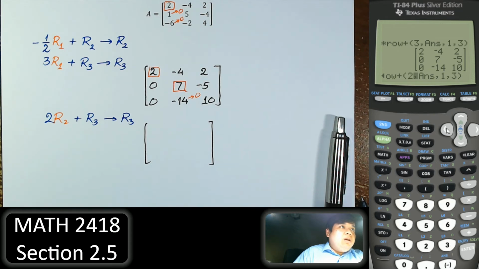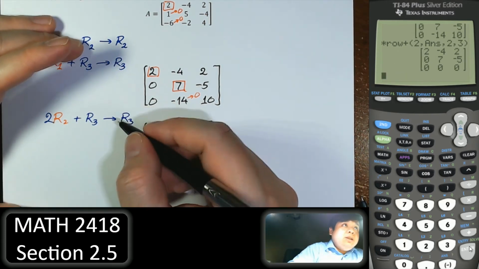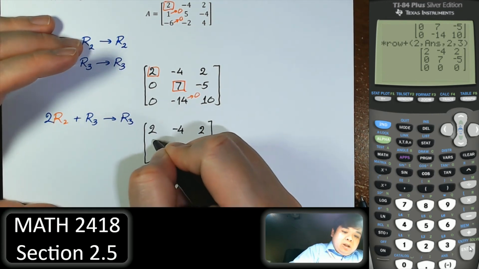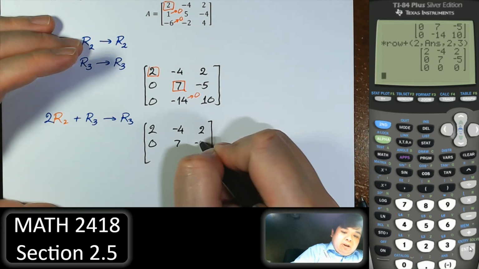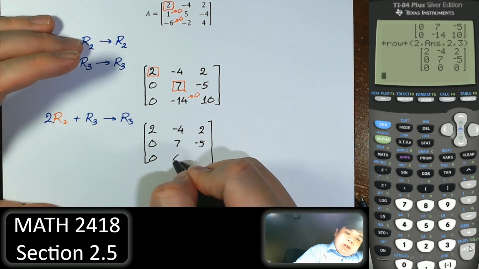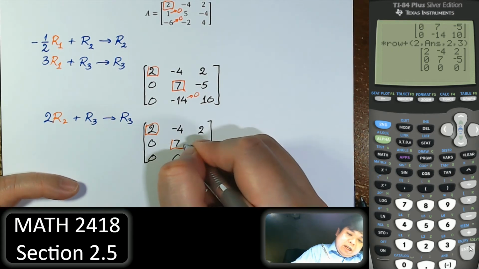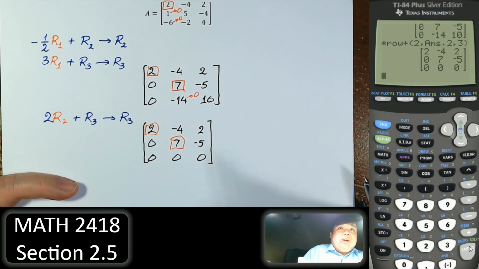Now multiply by 2, apply to the last matrix we have, multiply to row 2, add and replace to row 3, right? That's good. 2, negative 4, and 2, 0, 7, negative 5, 0, 0, and 0. Now the pivot is here, and here, row 0, so actually we're done here.